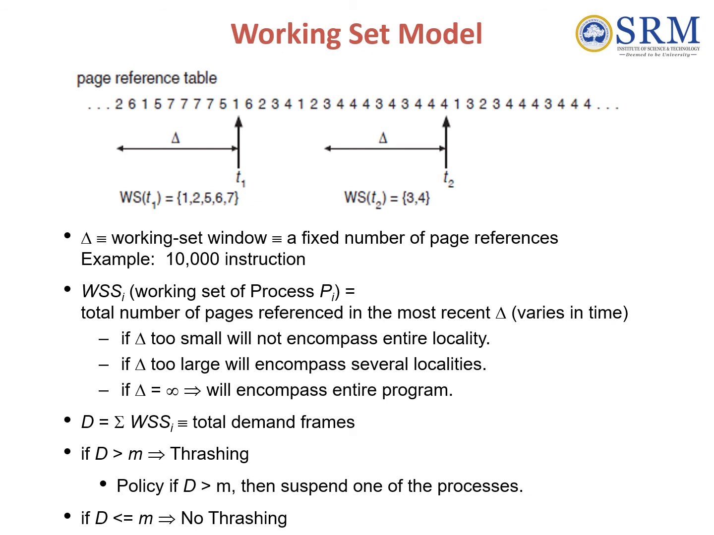See in this diagram, I have given a page reference table: 2 6 1 5 7 7 7 7 5 1 6 2 3 ... 1. Those are the page references given. Here I'm trying to fix the delta, that is the working set window size, as 10. From 2 to 1, the 10 pages are considered, and they are going to be loaded in my frames.